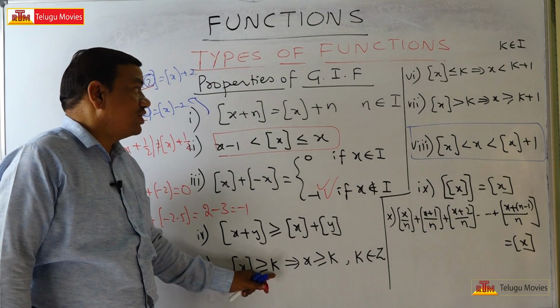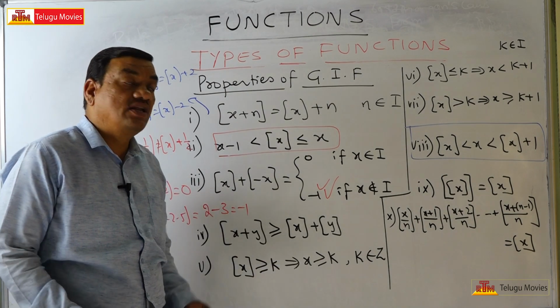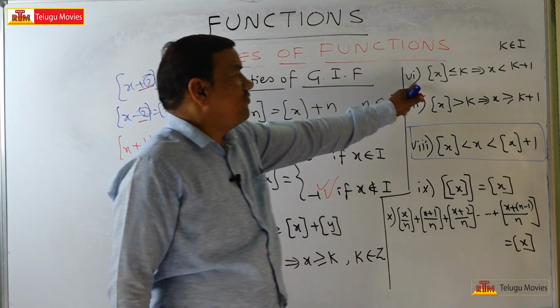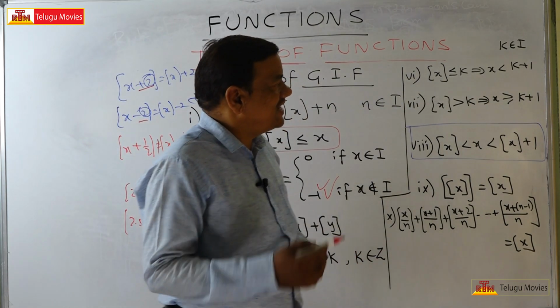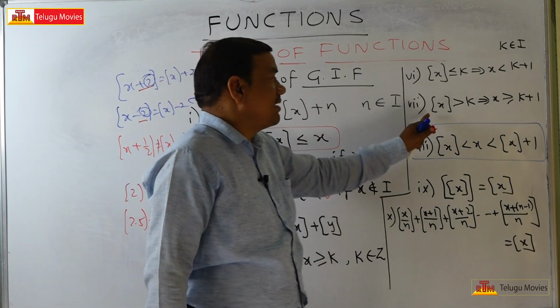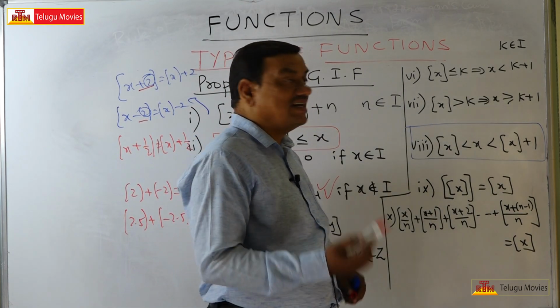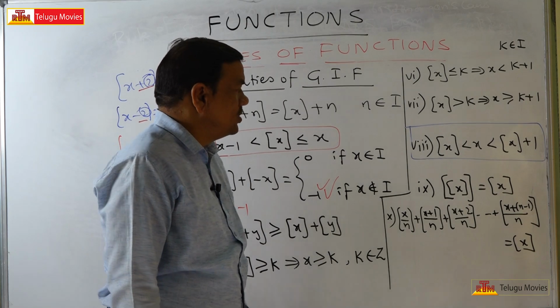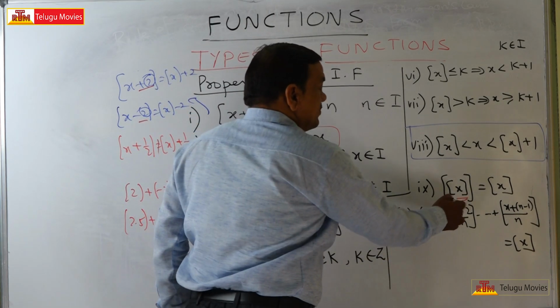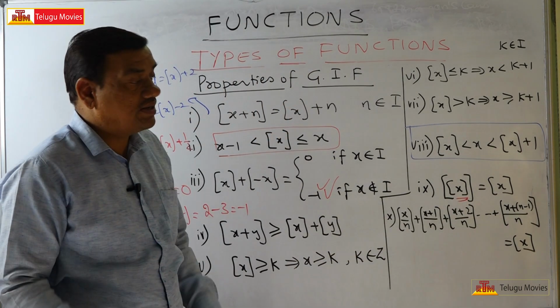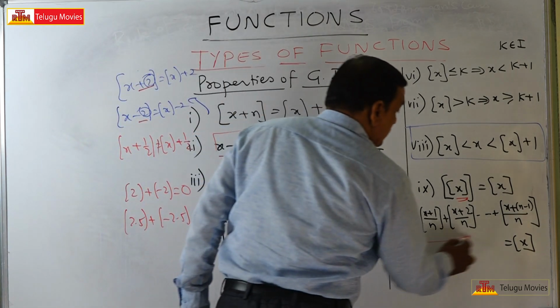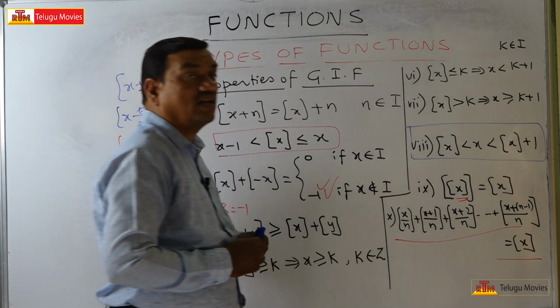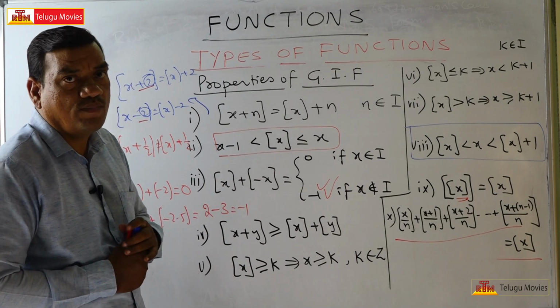Step x greater than or equal to k means x is greater than or equal to k. Step of x less than or equal to k means x is less than k plus 1. Step x greater than k means what? x greater than or equal to k plus 1. So, this is also step of double step. Step of step x is equal to step x. This is also one of the important formulas we will come across while solving the problems.